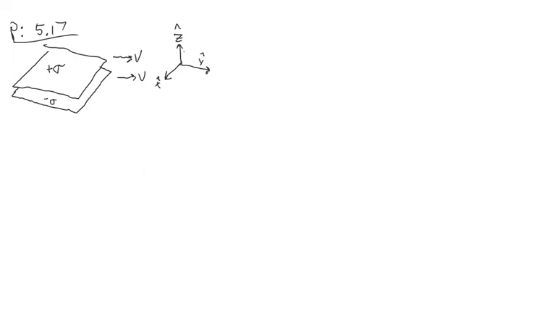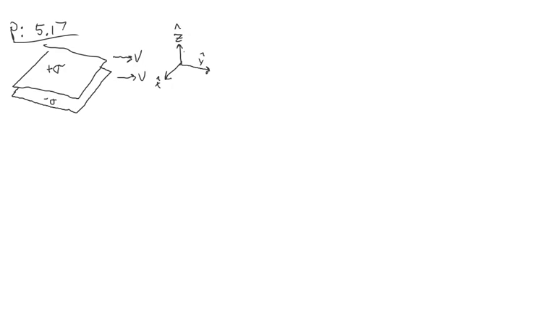Part A is to find the magnetic field between the plates and also above and below them. Part B is to find the magnetic force per unit area on the upper plate, including its direction. And part C is at what speed v would the magnetic force balance the electrical force.